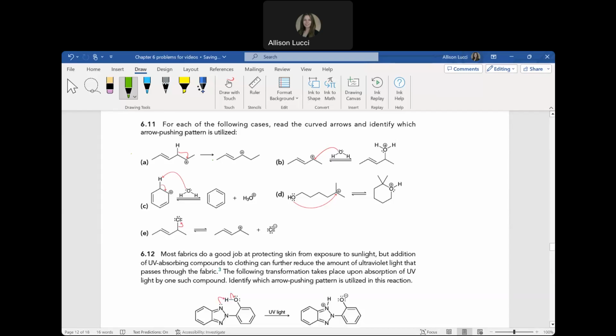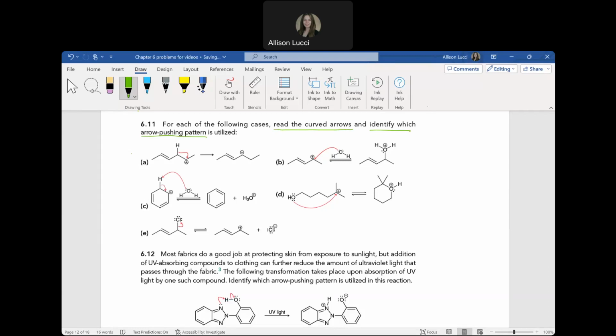Problem 6.11 looks at some various cases here, A through E, and we're asked to read the curved arrows and identify which arrow pushing pattern is being utilized in each example.